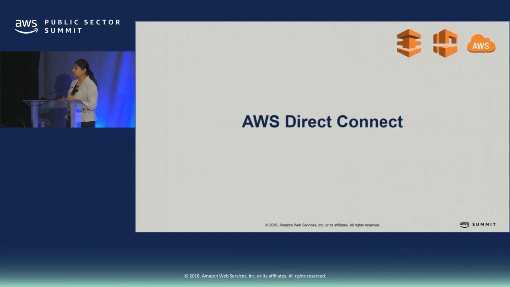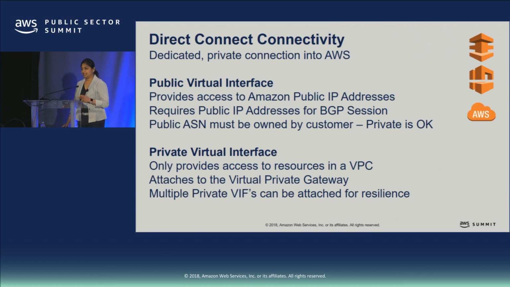So with that, let's move on to the other connectivity option that we briefly discussed earlier, the AWS Direct Connect connection. So what is AWS Direct Connect? It is clearly a dedicated private connection into your AWS environment.